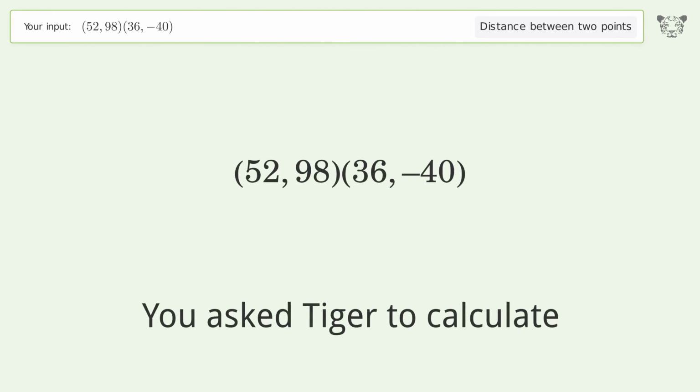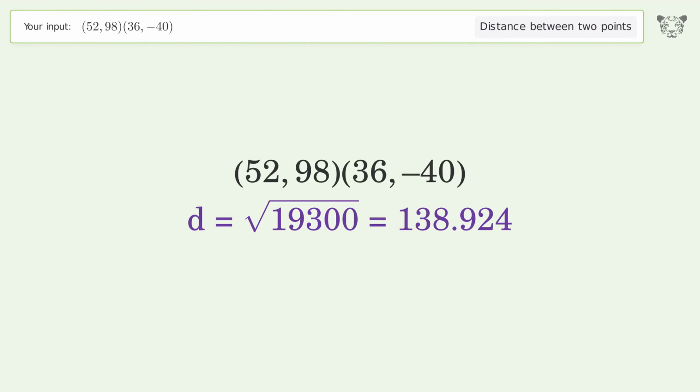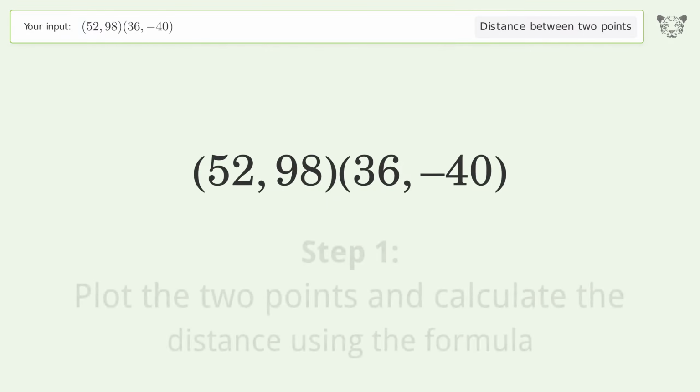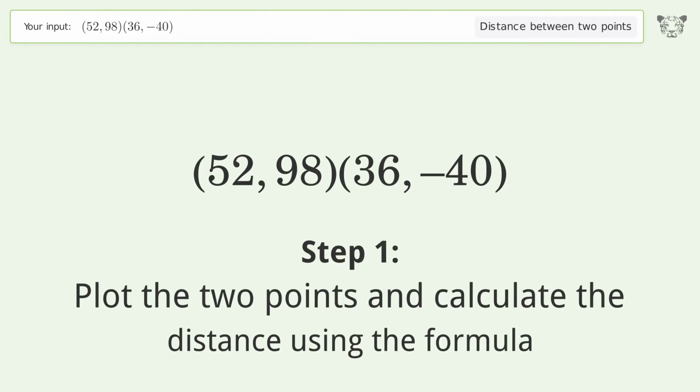You ask Tiger to calculate. This deals with the distance between 2 points. The distance between the 2 points is the square root of 19,300 or 138.924. Let's solve it step by step. Plot the 2 points and calculate the distance using the formula.